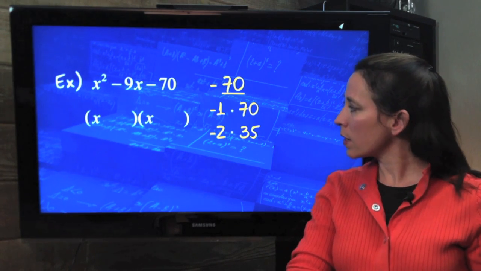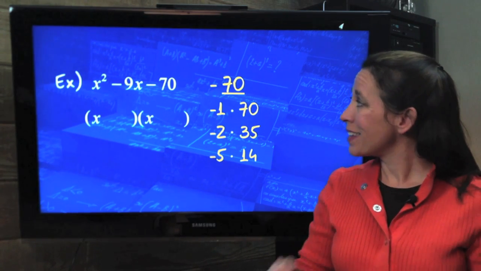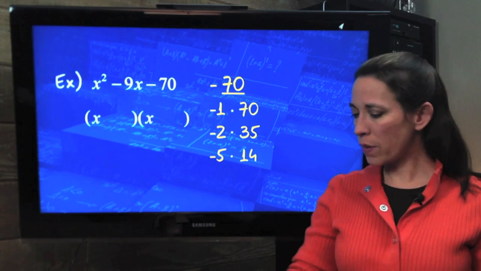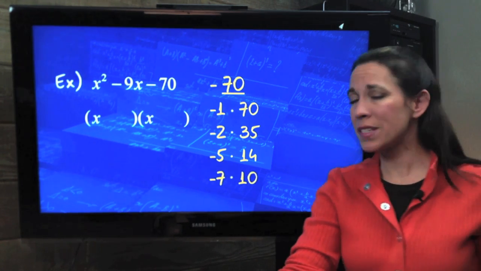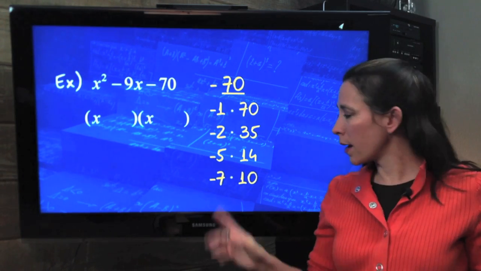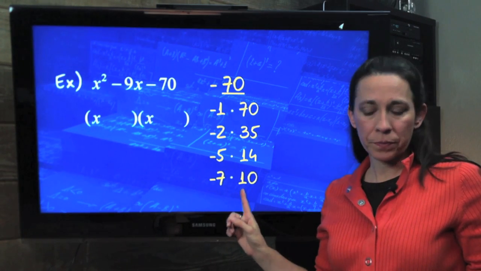Negative 1 times 70, negative 2 times 35. 3 does not divide in there, 4 does not go in there. We have negative 5 times 14 and negative 7 times 10. 8 doesn't go in there, 9 doesn't divide in there, and then we start to repeat.